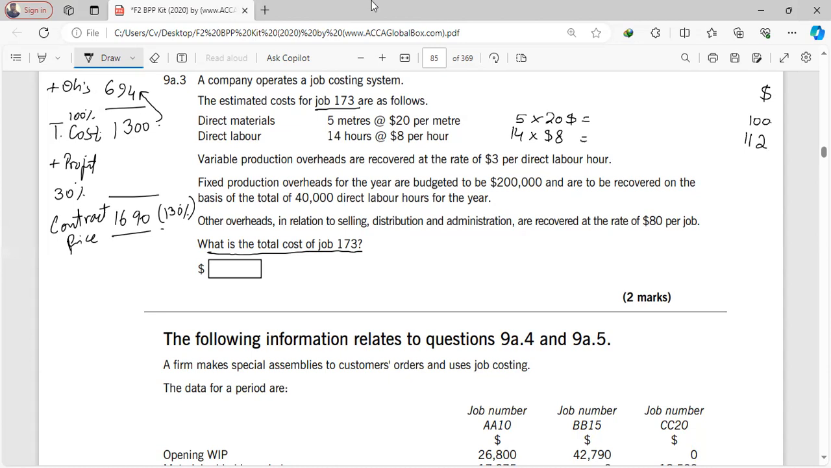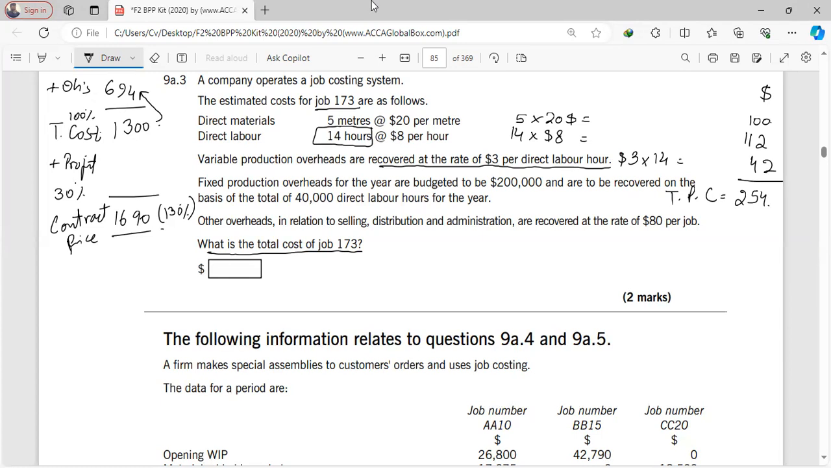Then we have variable production overheads recovered at a rate of $3 per direct labor hour. And direct labor hours are 14. It will remain the same for variable overheads and as well as for fixed overheads. So 3 into 14, 42. Here we will add all the variable costs, and this is called total prime cost. 112 plus 42 plus 100, 254 is the total prime cost.